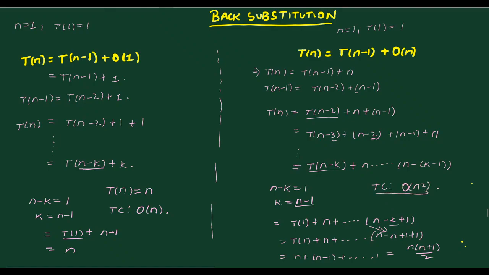So this is how the substitution or the back substitution method works. All you have to do is to use the same equation and keep on substituting its values in place of this, until you get the pattern. Once you get the pattern, all you have to do is to find the order in which your time complexity is coming, right? Quite simple.